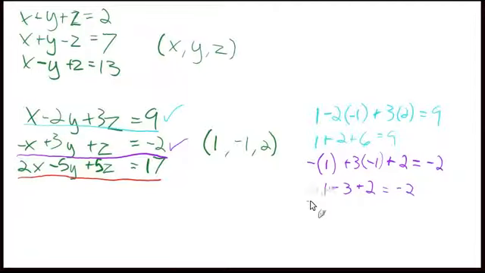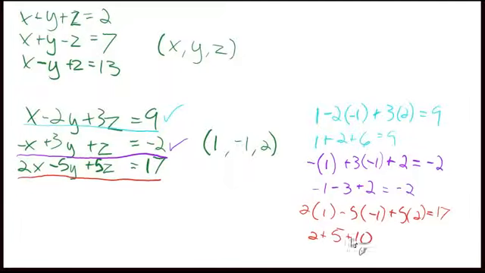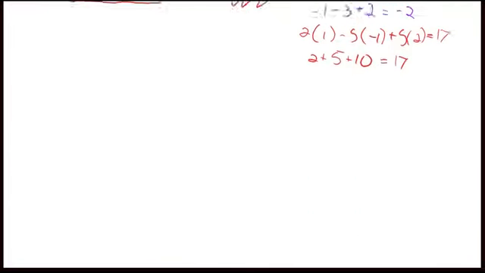Red. 2 times 1 minus 5 times negative 1 goes in for y, plus 5 times 2 goes in for z. We hope that equals 17. This is 2 plus 5, negative 5 times negative 1, plus 10. This is 7 plus 10, that is 17, and that one checks out. So yeah, this is a solution. Okay? That's all we're looking at. We're just trying to verify that something is a solution, which means we're going to plug it in.